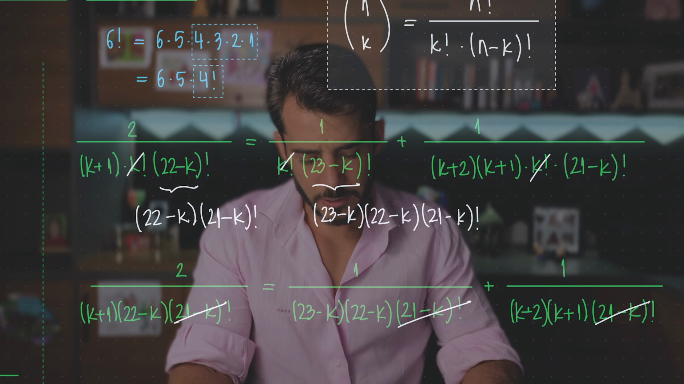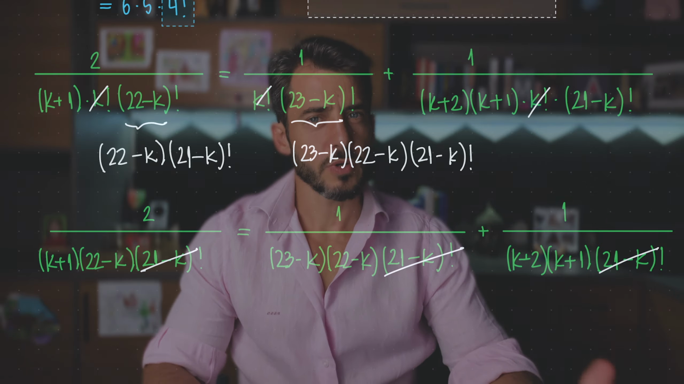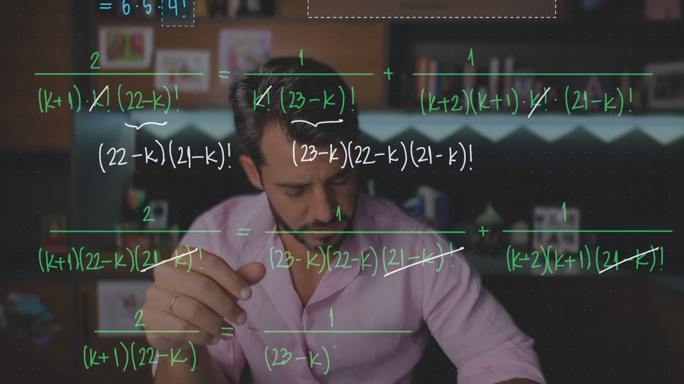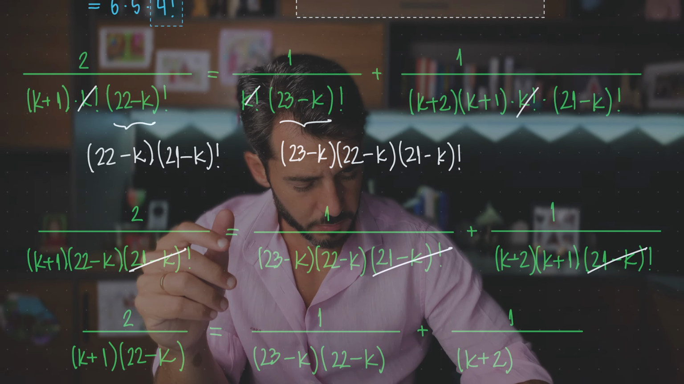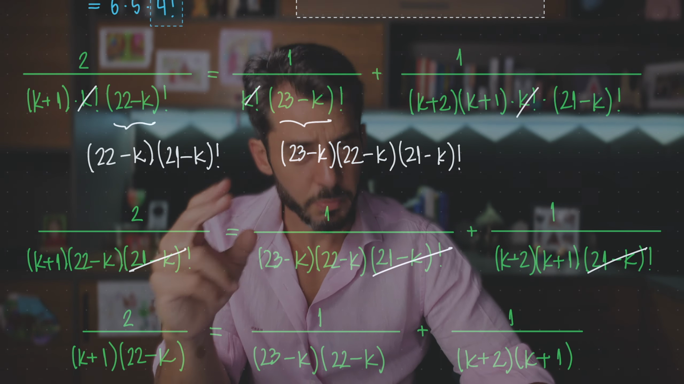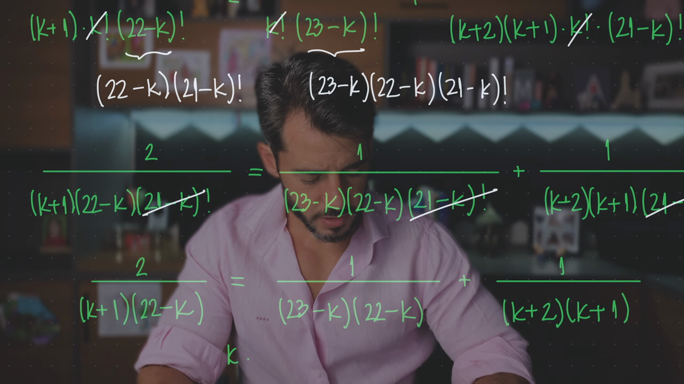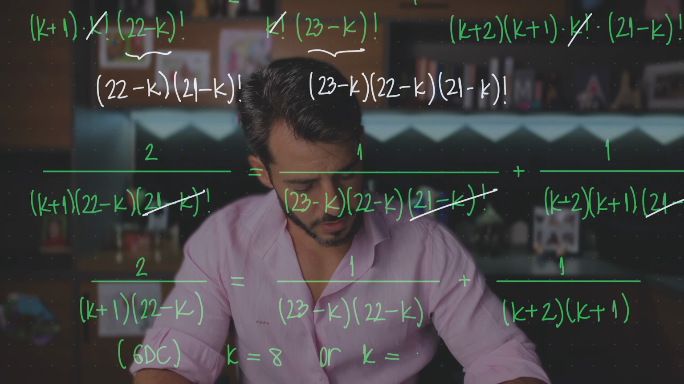Now, you can simplify this a little bit more if you write everything with the common denominator, or you can use your GDC, either the numeric solver or by graphing, to come up with the 2 possible solutions. And the solutions are k equals 8 or k equals 13.